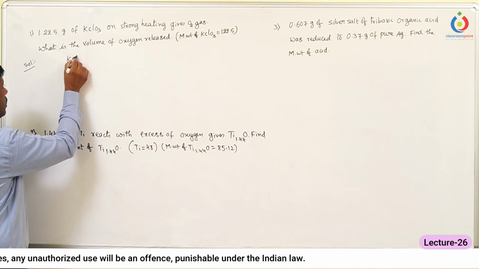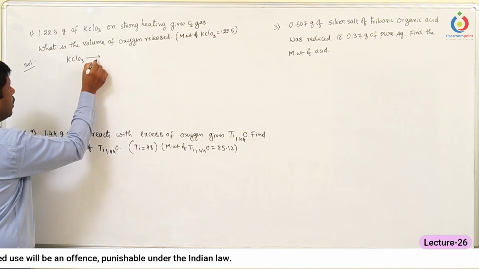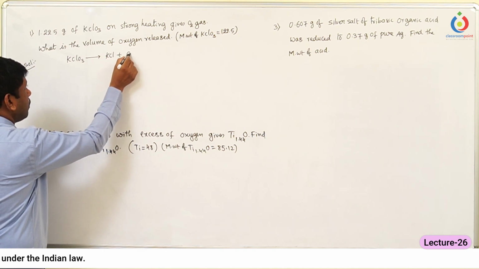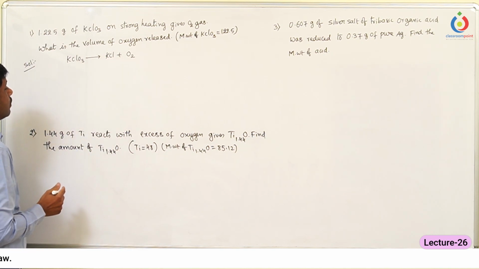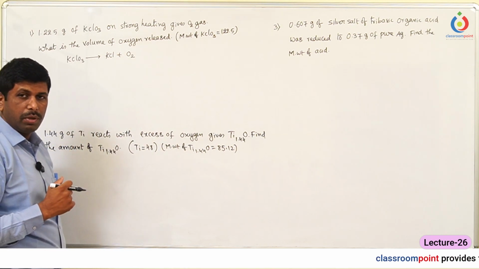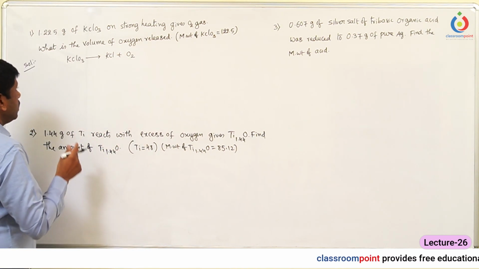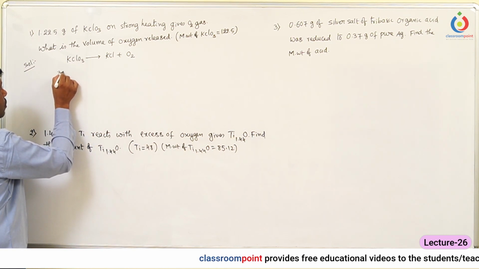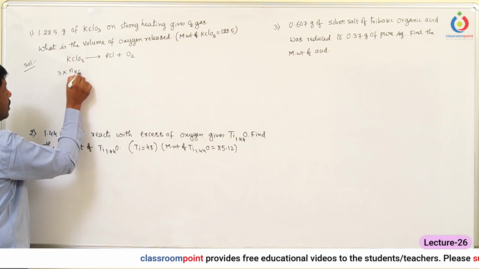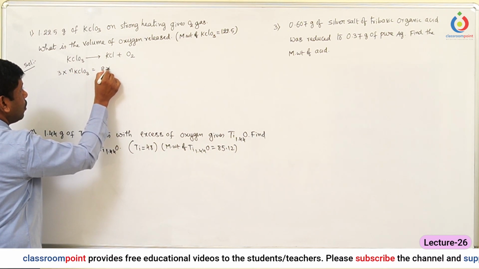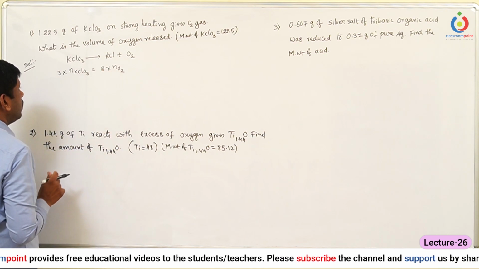Basically they said KClO3 on strong heating decomposes into KCl plus O2, oxygen gas is given. And they are asking about the oxygen gas, so we have to keep oxygen conserved. Oxygen conserved means, here how many oxygen atoms are there? 3 oxygen atoms. So 3 into number of moles of KClO3 is equal to, here 2 oxygen atoms are there, 2 into number of moles of oxygen.